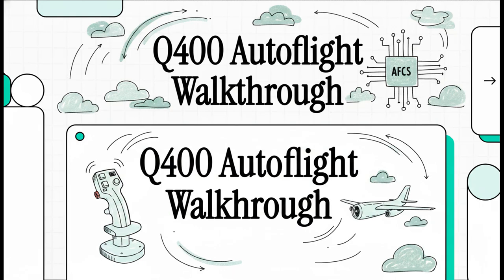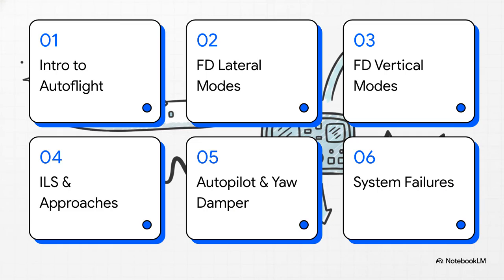All right, let's dive right into this explainer on the Bombardier Q400's Automatic Flight Control System, or the AFCS. If you've ever wondered exactly how pilots command this turboprop through complex skies with such pinpoint precision, well, you're in the exact right place. We're going to decode the logic, the hard limits, and the exact procedures that make this aircraft tick. Here's our pre-flight checklist for today.